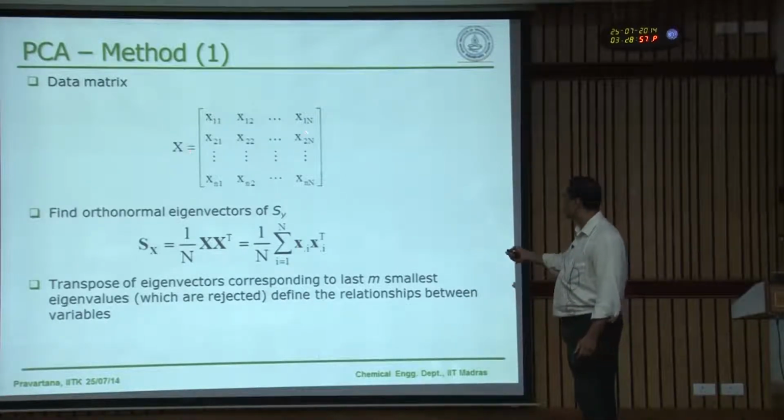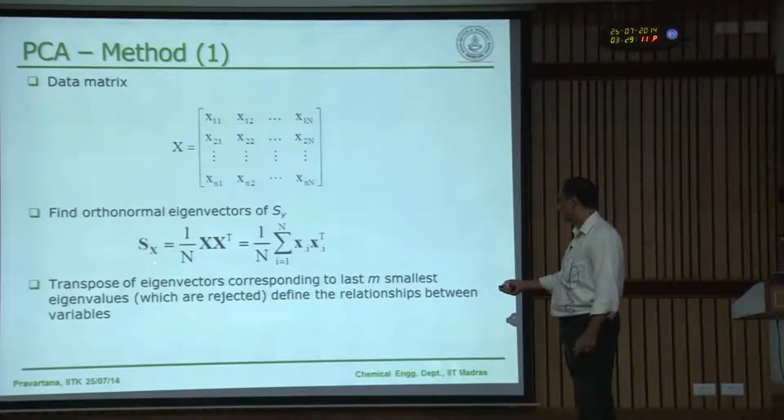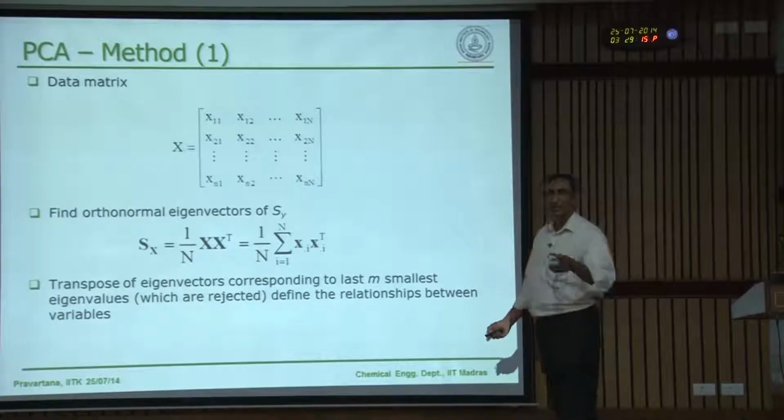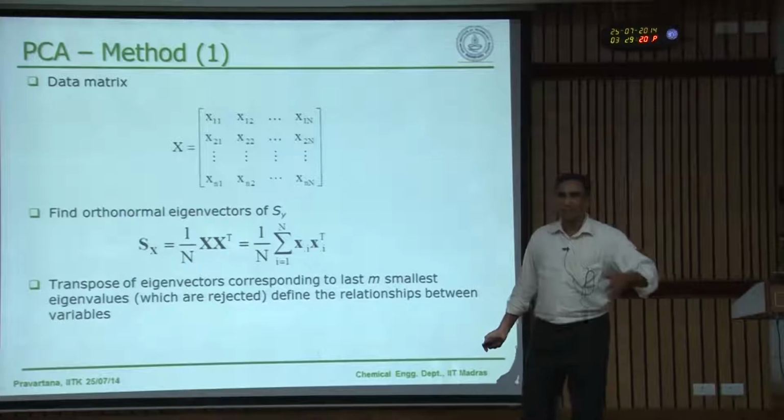So what we do is basically arrange the data in an n cross N matrix form. Small n is the number of variables, capital N is the number of samples. Then we look for the eigenvectors of this covariance matrix. So this is nothing but the covariance matrix of X. Notice that I don't have an offset term. Basically we have simplified the problem by saying there is no offset, everything passes through the origin.